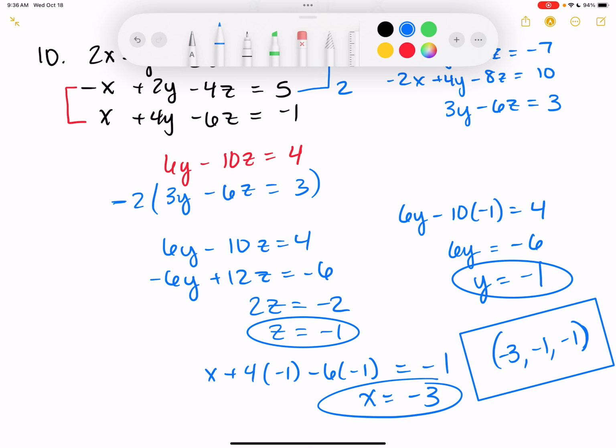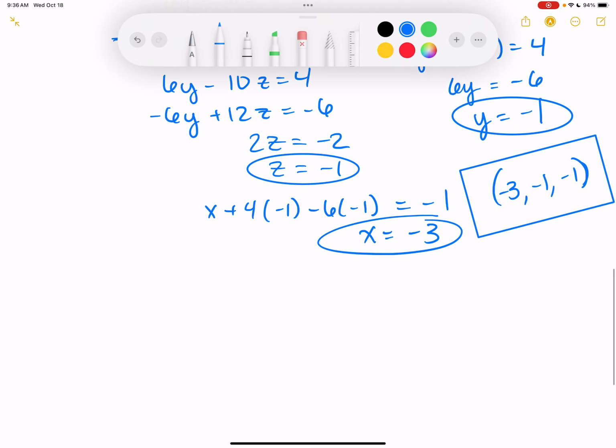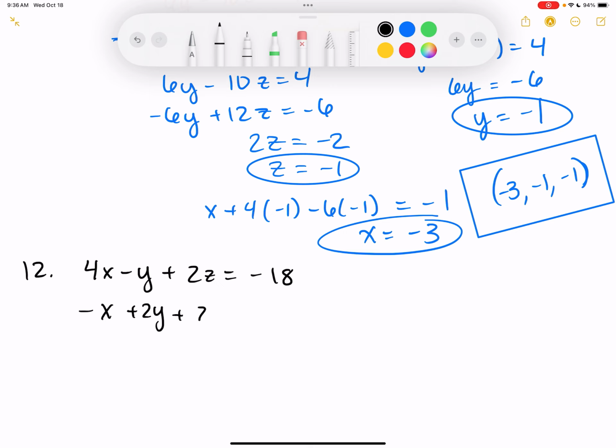Let's see. Number 12. Four x minus y plus 2z is equal to negative 18. Negative x plus 2y plus z is equal to 11. 3x plus 3y minus 4z is equal to 44.